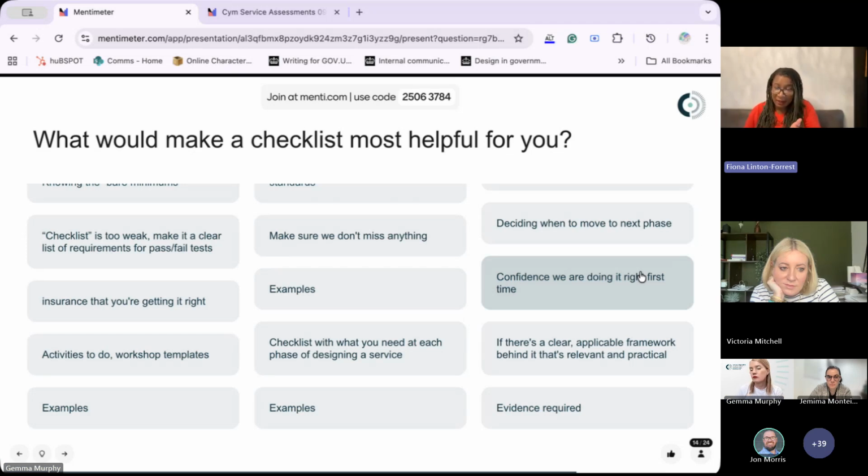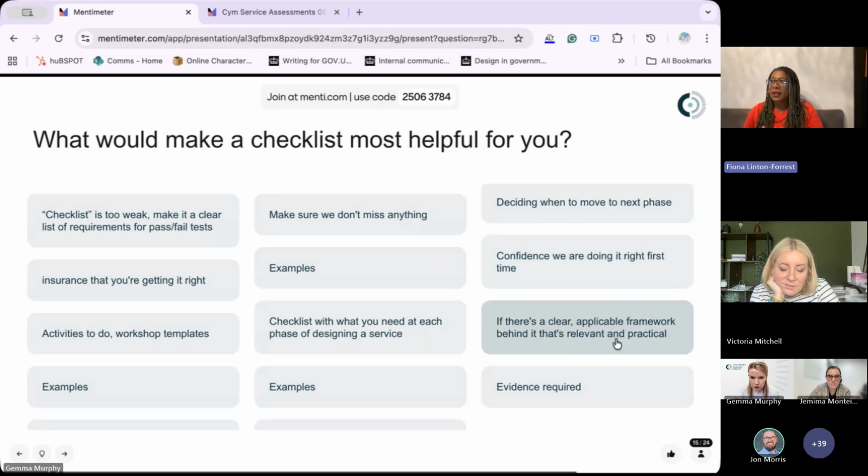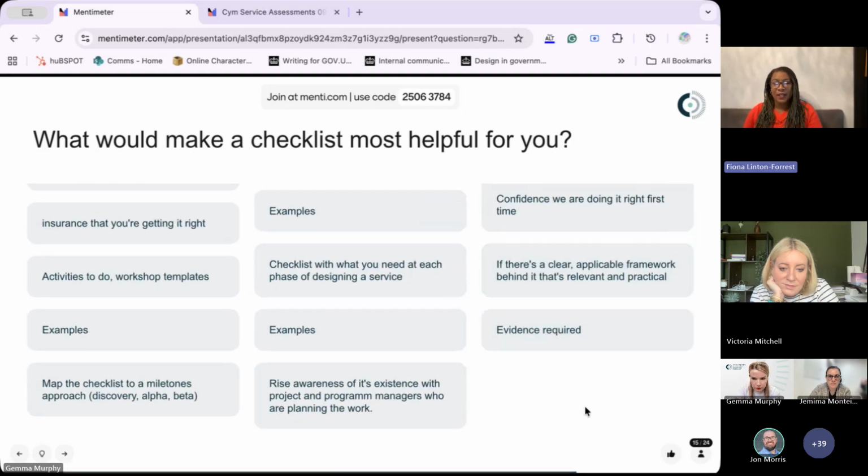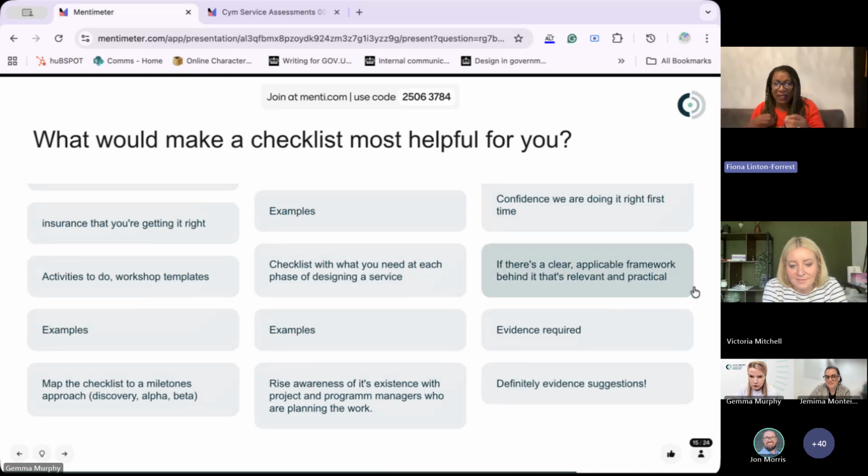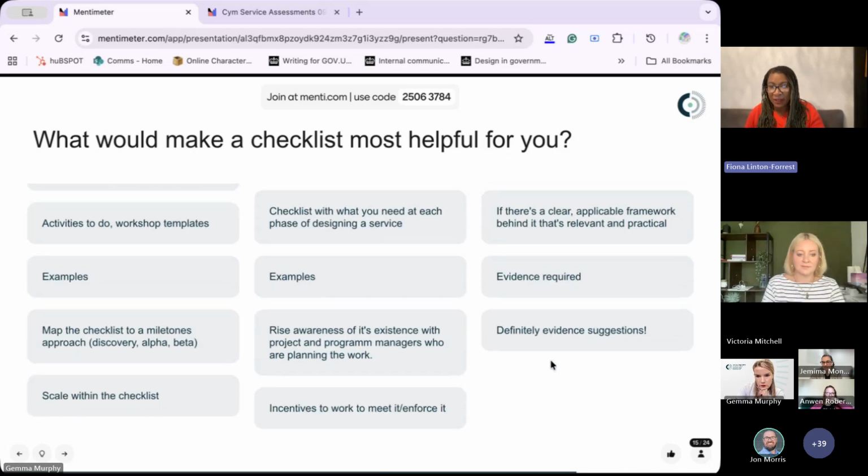Just on there, I think somebody's put something, evidence required. I think that's really interesting because the checklist is self-led, so it's down to you and your team to decide whether you are doing the work or not. So there's really no point in cheating. You could tick yes for everything, but what's the point in that? It's really supposed to be a tool to help you learn, and then as you get more confident, you'll be ready for the service assessment to get it externally reviewed and get more support that way.